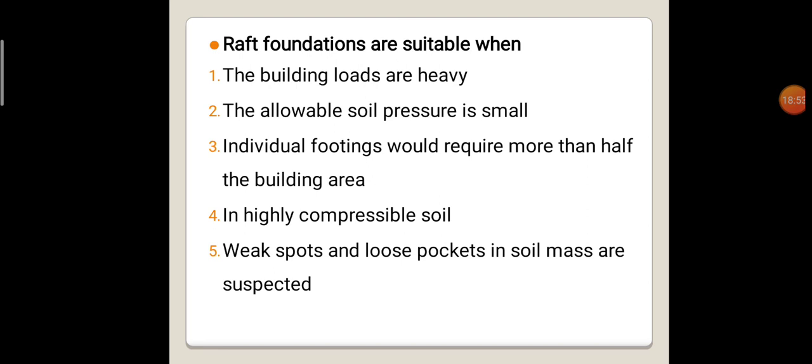So when are we moving to the raft foundation? What is the importance of raft foundation? When the building loads are heavy, then we move on to the raft foundation. When the allowable soil pressure is small, then we move on to the raft foundation, or when the soil is highly compressible, then move on to the raft foundation. These are some of the key points where we use the raft foundation.